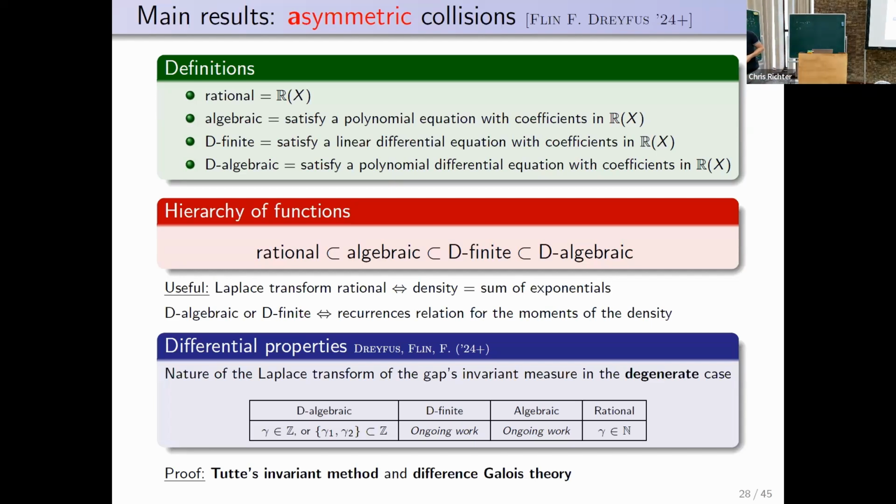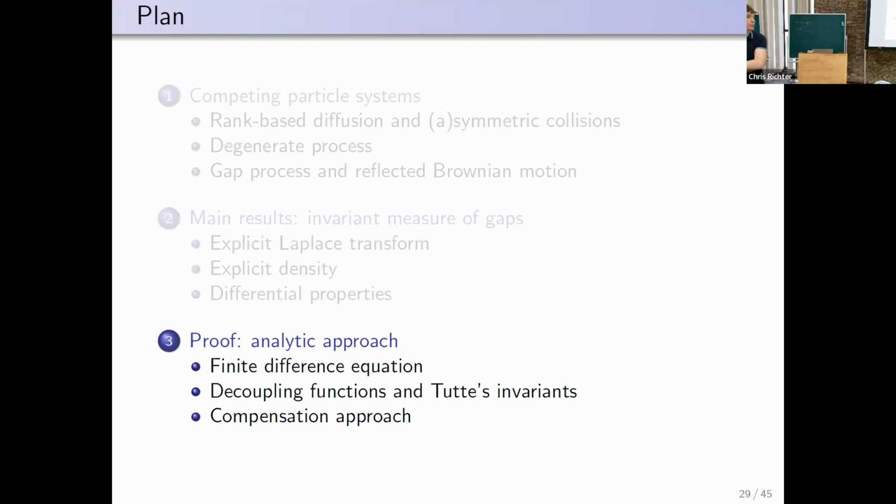Okay, so I hope I have not lost you with this slide. You can ask if there is some problem, but it's not crucial for the talk. Okay, so now I'm going to present the proof. I will start slowly to present the analytic approach.